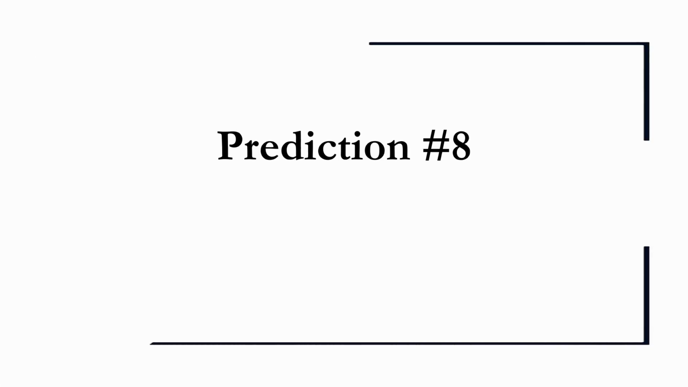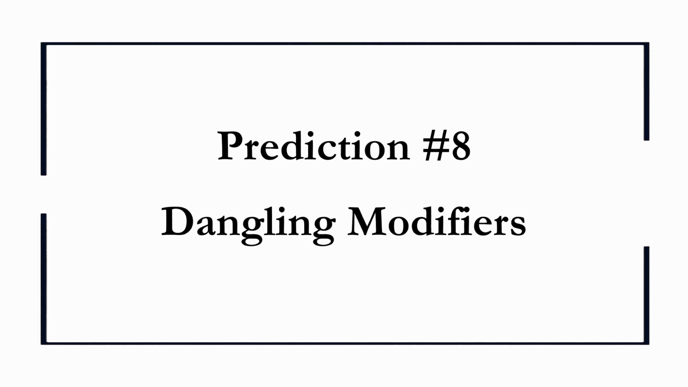Prediction number 8. Dangling modifiers. Every administration of the digital SAT from the past year has had at least one dangling modifier question. These questions are easy to identify because they almost always begin with a modifying phrase, followed by a comma and a blank. Let's check out an example.